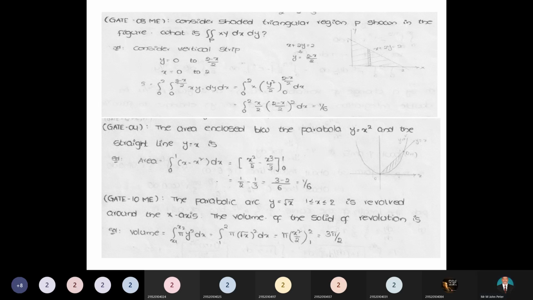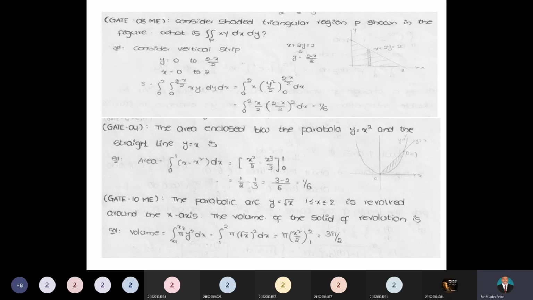From that, we can identify the intersecting points, then identify the limit. So the x limit is a constant limit, and the y limit is a function limit as per the diagram. So x equal to 0, x equal to 2. The rightmost point in the shaded bounded region takes the maximum x value, that is 2 comma 0. So that's why we take the limit x equal to 0 to 2 for x.